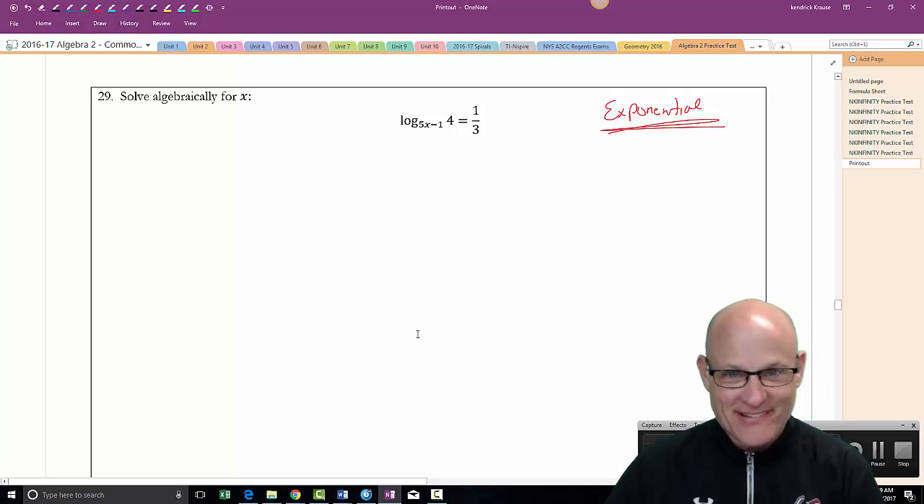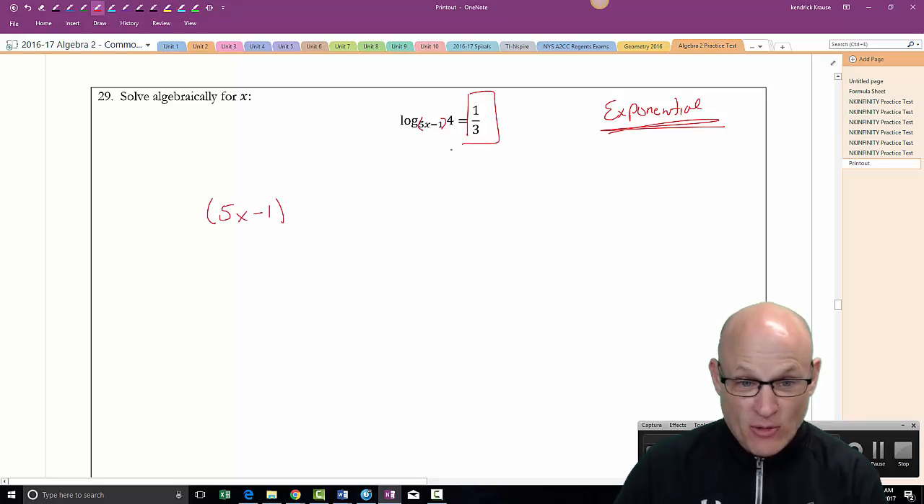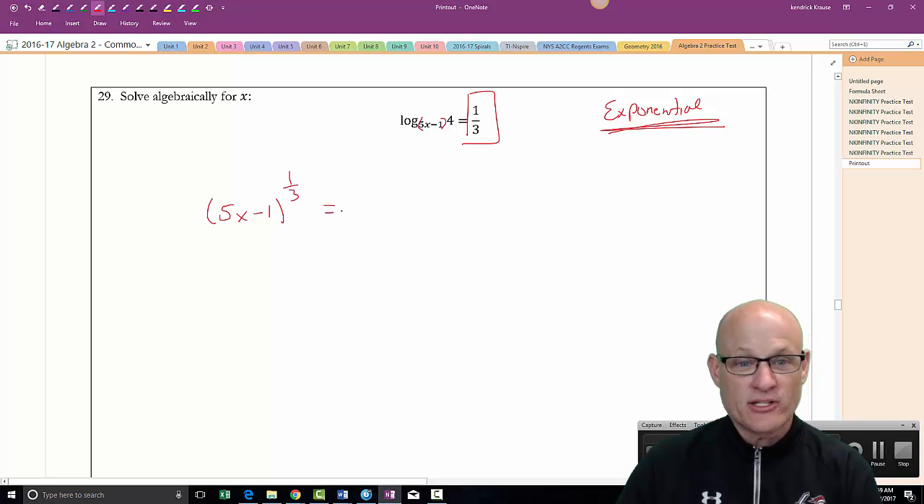That's awful. But it is all about that base. In this case, the base is 5x minus 1. So my base is 5x minus 1 to this exponent, to the 1/3 power, is equal to 4.